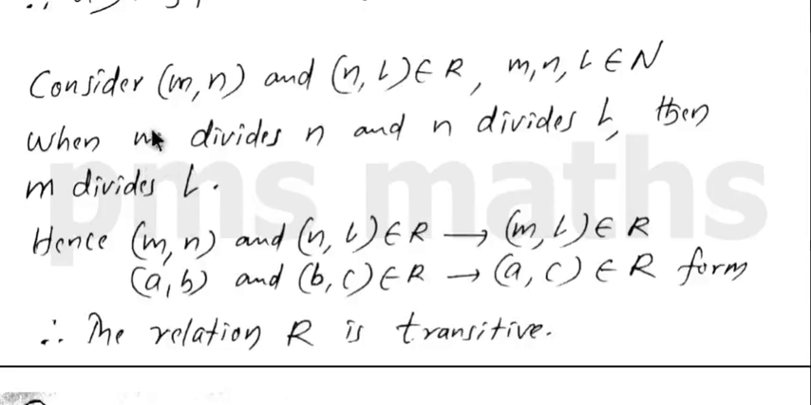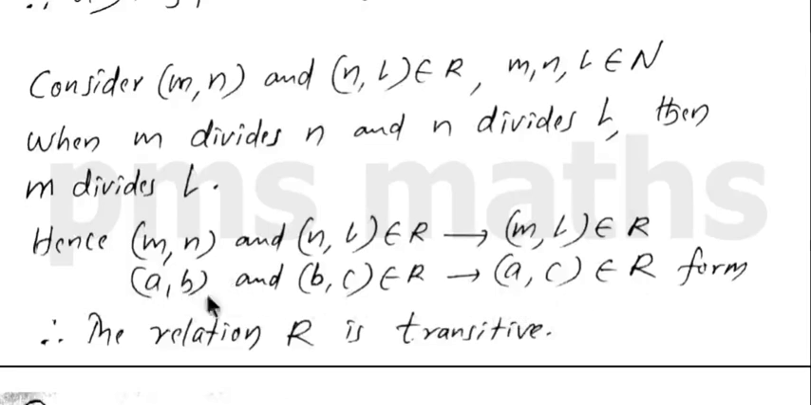Reason is, for example, take 5, here 10, here again 10, both are the same, therefore 10, here take 20. Then 5 divides 10 and 10 divides 20. Then we can say 5 divides 20. Here this is 5, and 5 divides this 20. Here 20 is l. Therefore, we can write: hence (m, n) belongs to R since m divides n, and (n, l) belongs to R. Given the first number m and the second number l, the first number divides l. Therefore, (m, l) belongs to R. That means generally we can say (a, b) and (b, c) belongs to R gives (a, c) belongs to R.